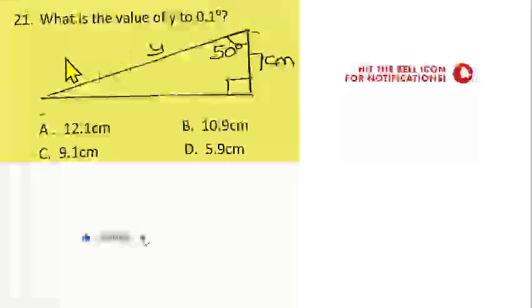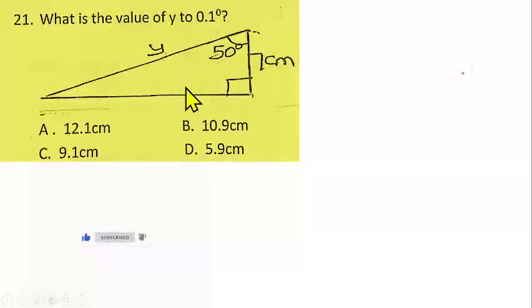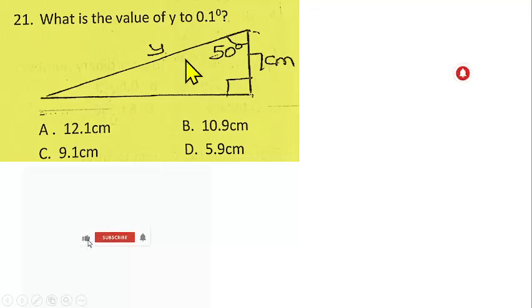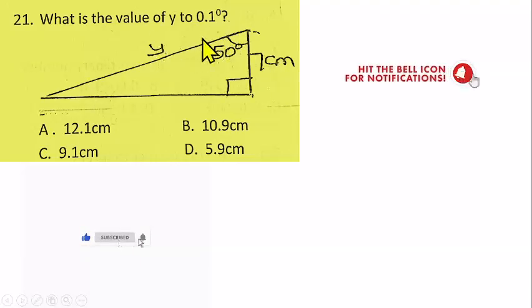Question number 21 is from trigonometric ratio. What is the value of y to 0.1 degrees, given this right-angled triangle, with this angle as 50 degrees and this side 7 centimeters? How do we find this side y?